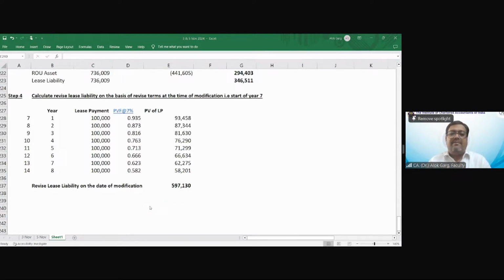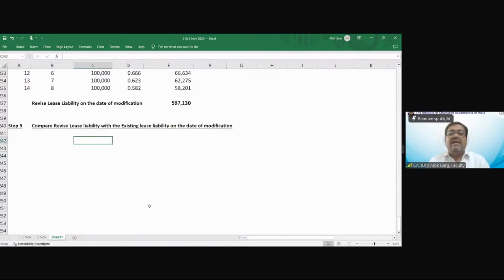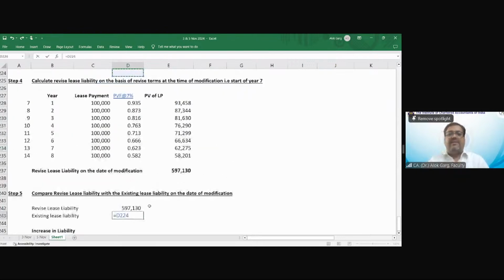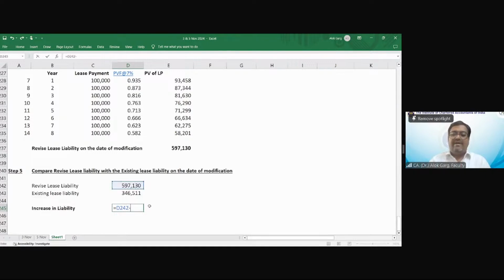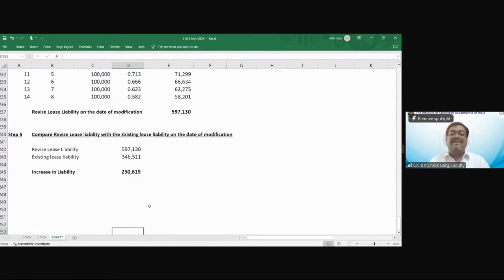Step number 5, compare. I have also computed revised lease liability. Now compare revised lease liability with the existing lease liability on the date of modification. What is my revised lease liability? 597. What is my existing lease liability? 346. What is my increase in liability? My revised lease liability is 597, my existing lease liability is 346. What is my increase in lease liability? 597 minus 346. 250619 is my increase in lease liability.